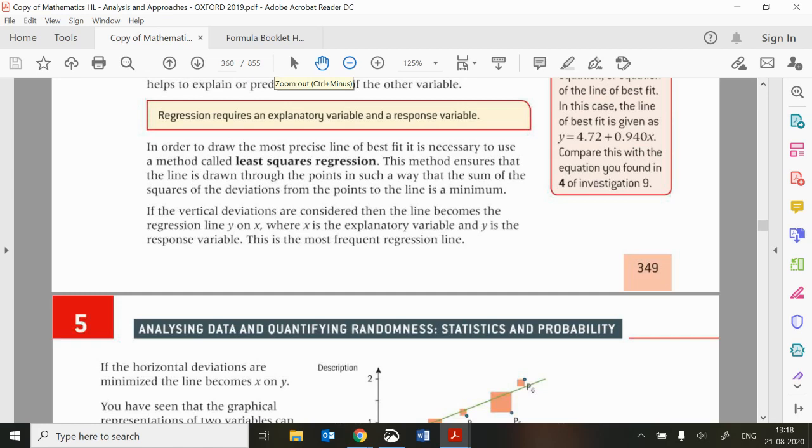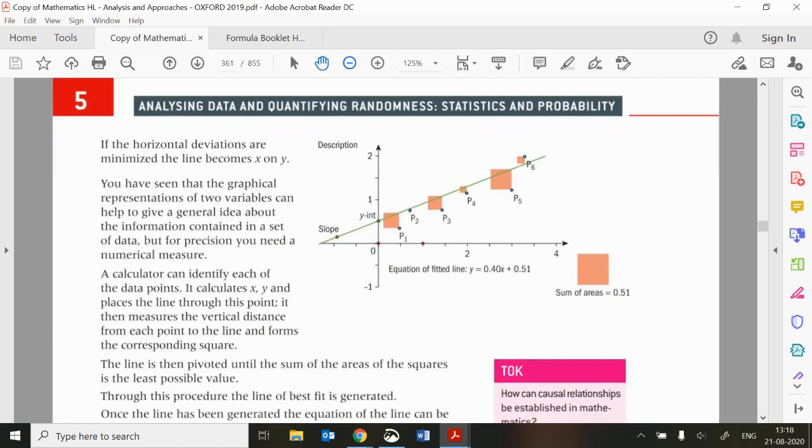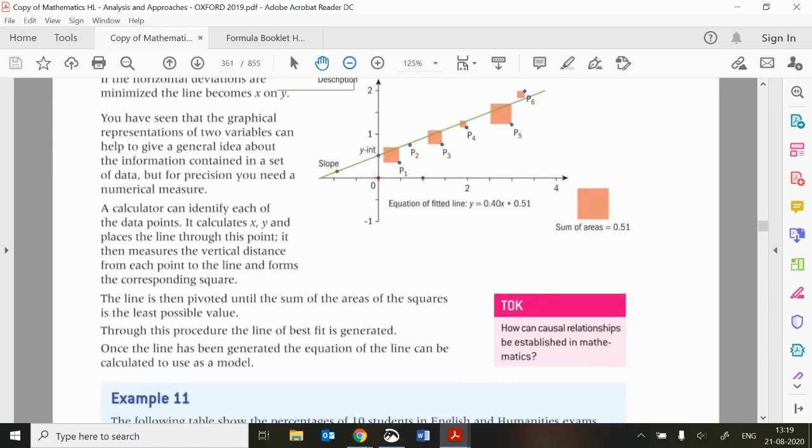So x is the independent variable, where x is the explanatory variable, and y is the response variable. It's what comes from the thing which explains y. That's the most frequent form of regression line, and that's the one which we're using. The horizontal deviations minimized by the line become x on y. So that's what I was talking about.